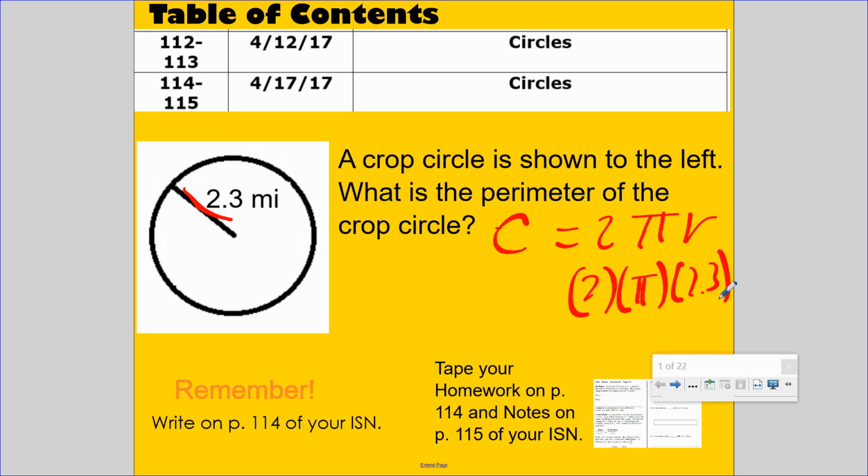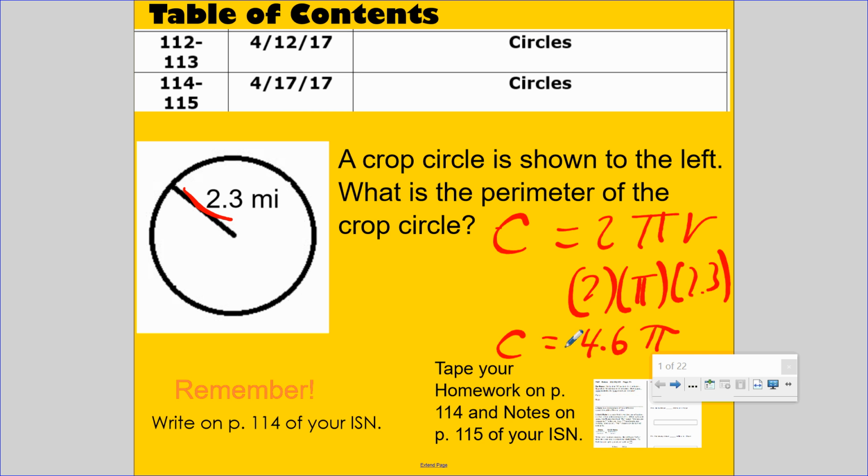How do you want to answer this? Do you want to answer using pi as 3, pi as 3 and 14/100, or do you want to leave it in terms of pi? If I leave it in terms of pi, two groups of 2 and 3/10 is 4 and 6/10 pi. So the circumference, or the distance around, is 4 and 6/10 times pi.